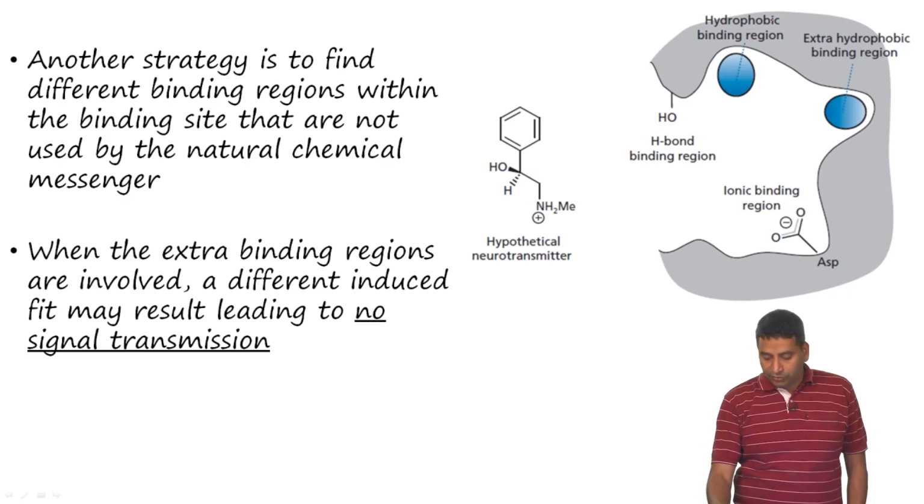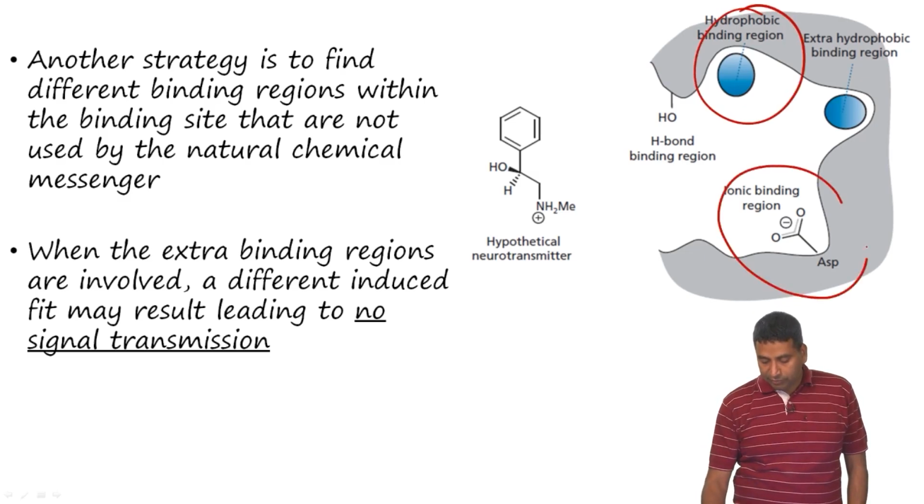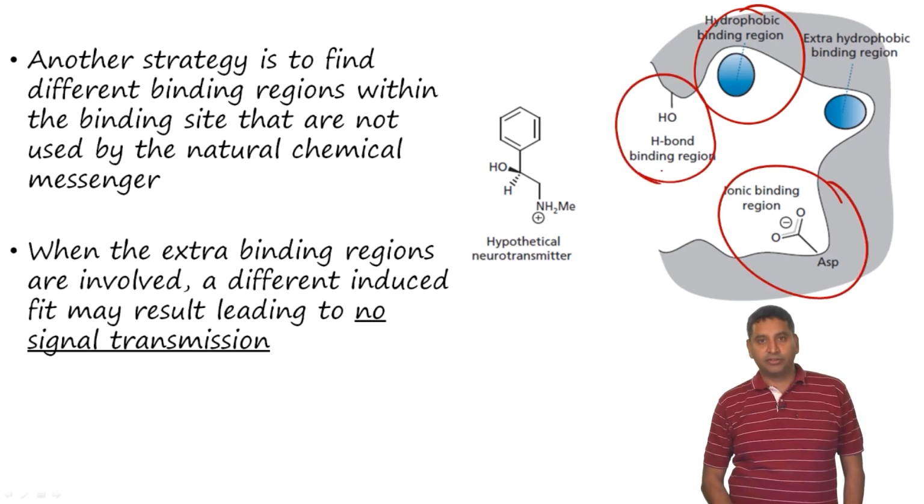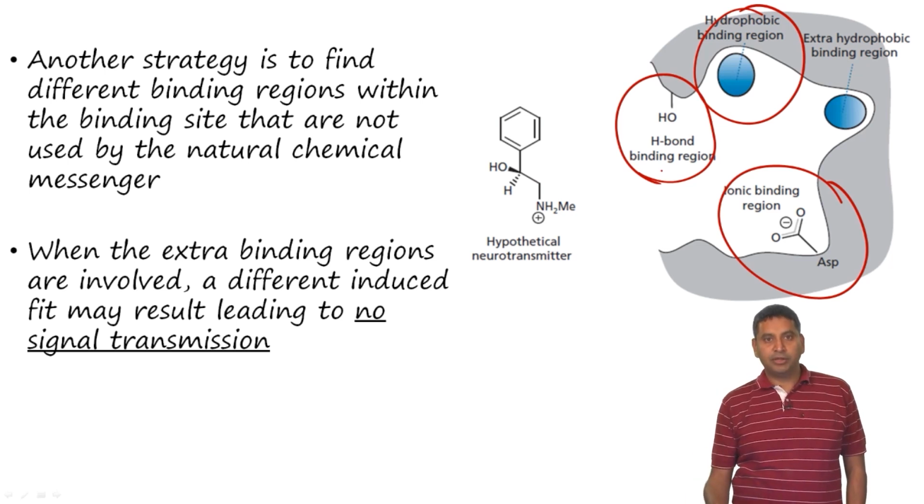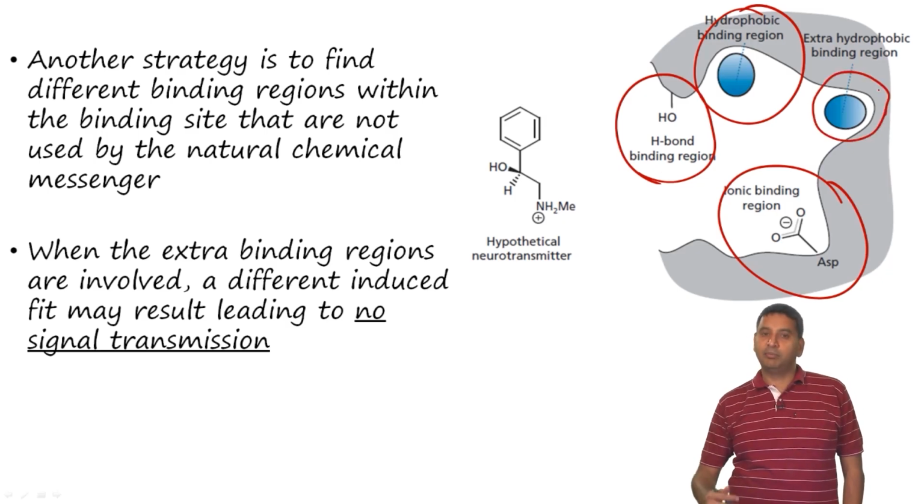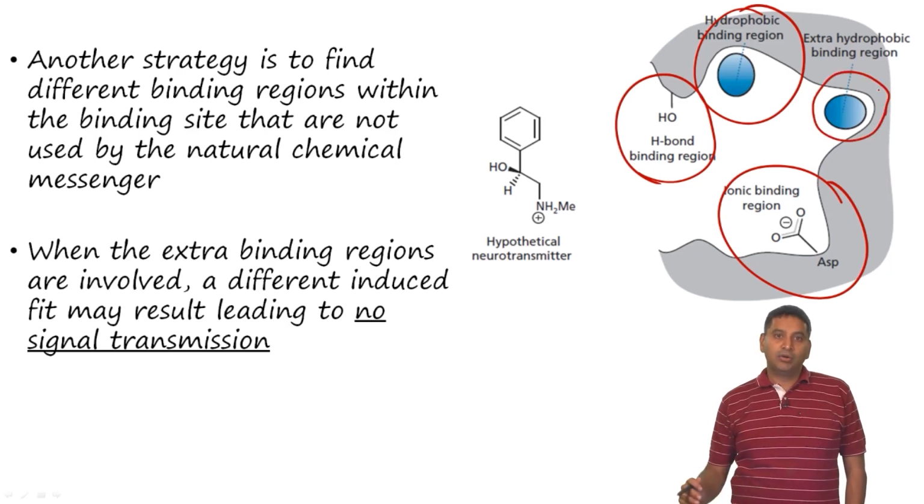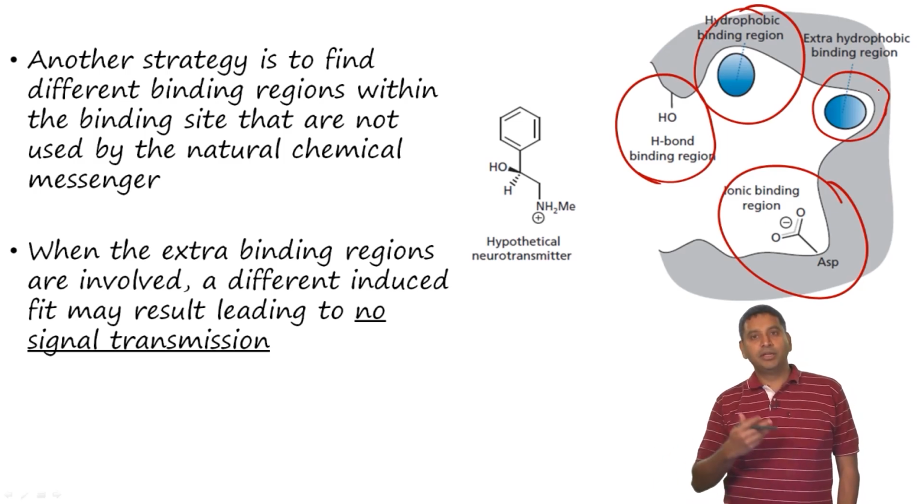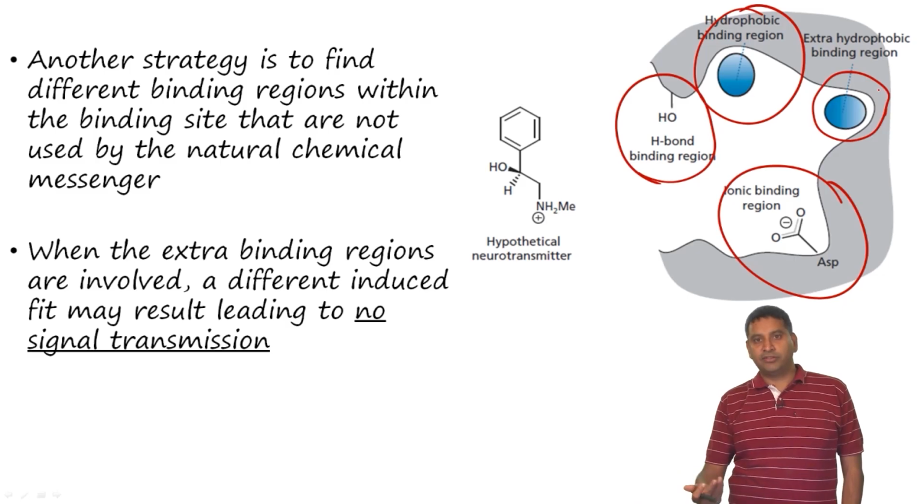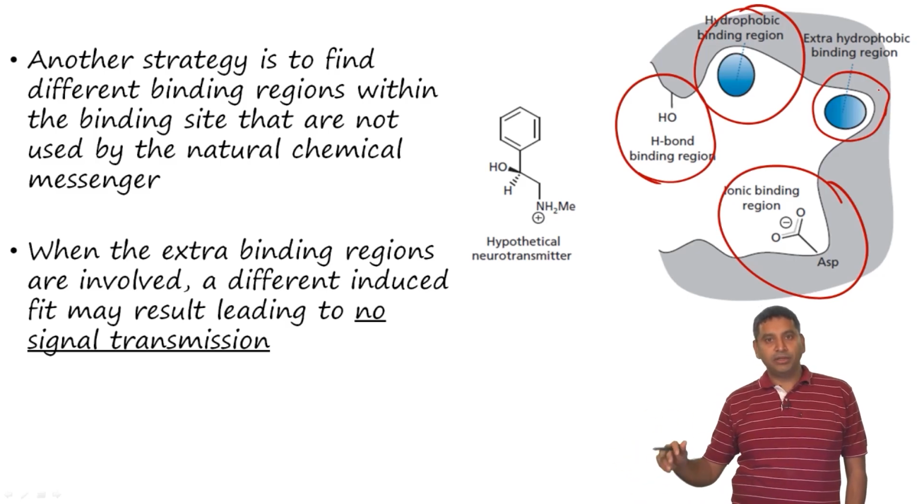Recall in our previous hypothetical receptor, there was a hydrophobic binding region, an ionic binding region and a hydrogen bonding region. All these three are going to bind to the neurotransmitter. However, if you look at the biochemical structure of the receptor, you will find that there is an extra hydrophobic region that can potentially be used. When the extra binding regions are involved, it may induce a different fit. Once this different fit is induced, it is possible that it may not give the same conformational change that was necessary for the signal to be generated.